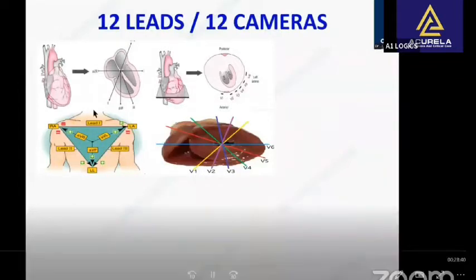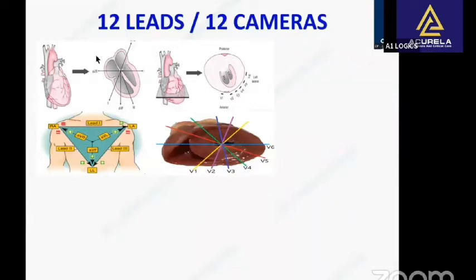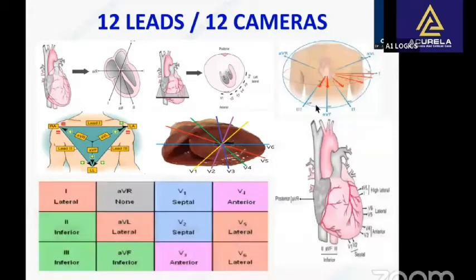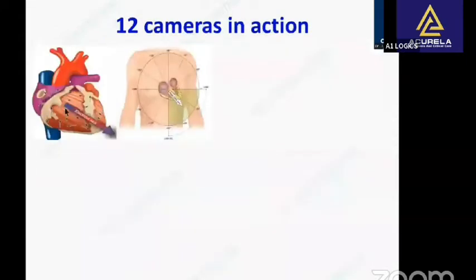The 12 leads act as 12 cameras in the ECG. The six limb leads view the heart in the frontal plane, and the six chest leads view the heart in the horizontal plane. Hence, we have a 360-degree view of the heart, and each lead depicts specific regions. 2, 3, and AVF depict the inferior region of the heart, and 1 and AVL depict the high lateral region. V1 and V2 depict the septum, V3 and V4 the anterior wall, and V5 and V6 the lateral wall.